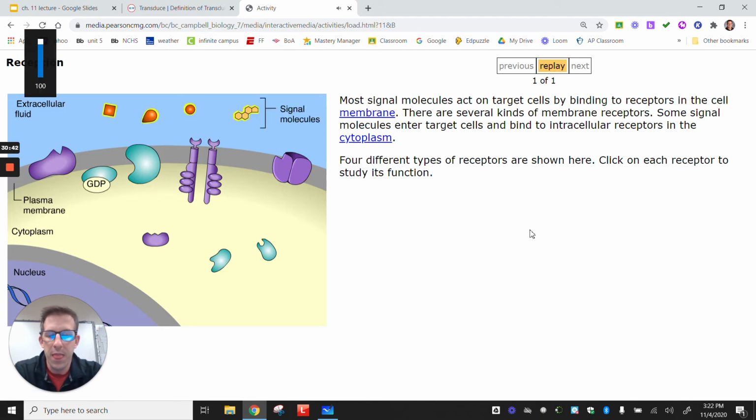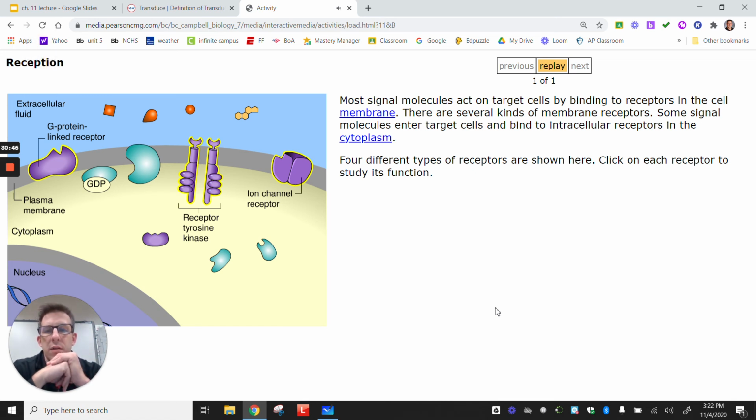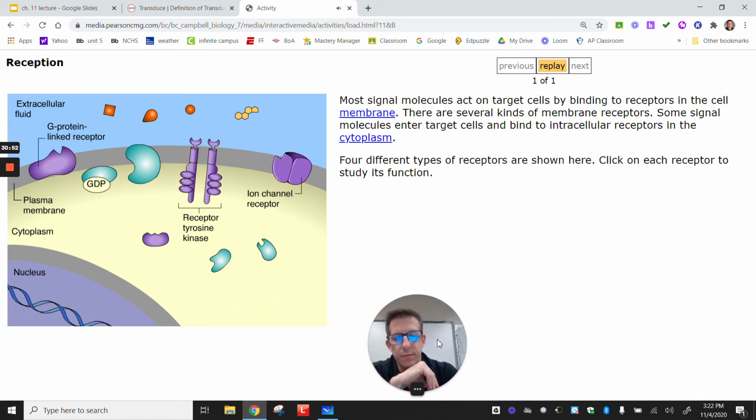Most signal molecules act on target cells by binding to receptors in the cell membrane. There are several kinds of membrane receptors. Some signal molecules enter target cells and bind to intracellular receptors in the cytoplasm. Four different kinds of receptors are shown here. Click on each receptor to study its function.